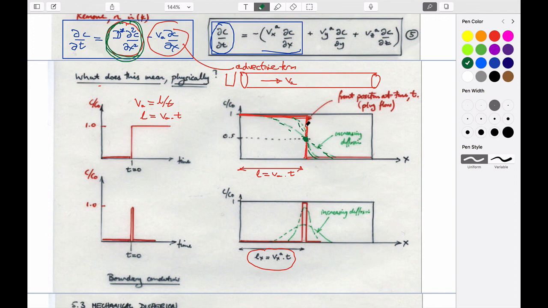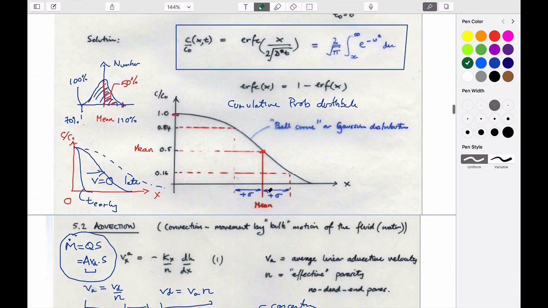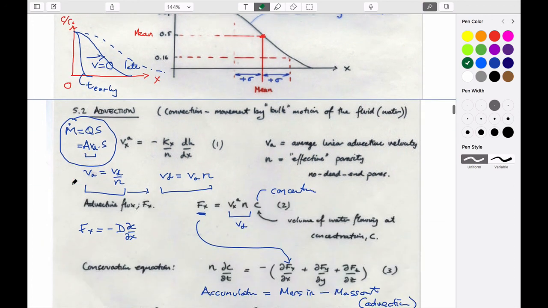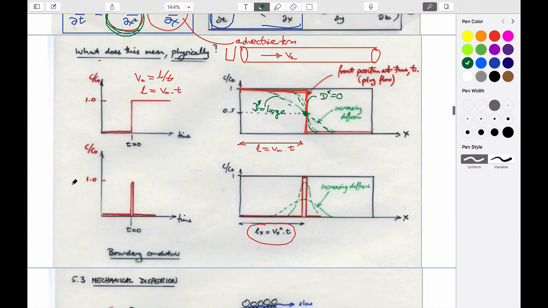So this would be D star equals 0, and this would be D star equals large. And this would be D star non-zero, but not so large. And so physically that's what it means. It gives some idea of this spreading. And you'd kind of expect that, right? Because if there's no flow velocity, then you get this diffusion that occurs. And if there is a flow velocity moving the front ahead, you'd expect this diffusion or dispersion to occur ahead of this plug flow front. That's the physical manifestation of that.